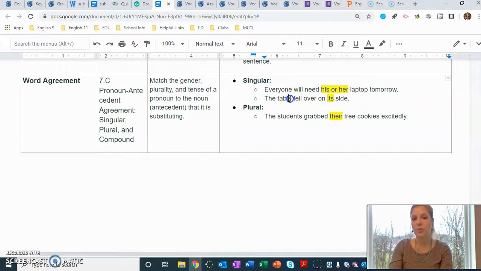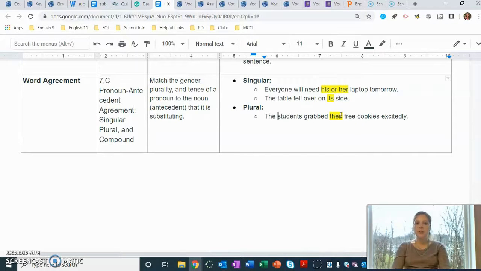Or if your pronoun is standing in for a word like the table, singular, so you would use it. If the pronoun, or the antecedent, is plural, such as students, then the pronoun would be plural as well, such as their. So match the gender, match the plurality.